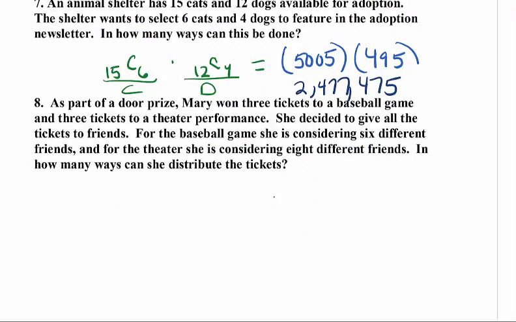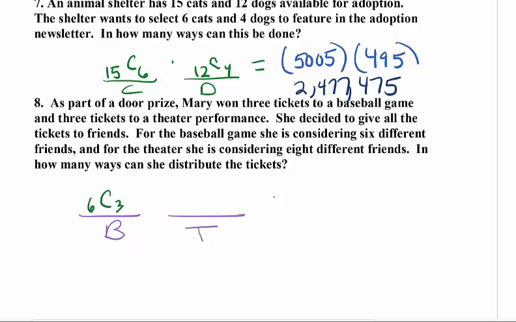Lastly, we have number 8. As part of a door prize, she won 3 tickets to a baseball game and 3 tickets to a theater performance. Right off the bat, I should know it's a counting principle problem because I have a baseball game and a theater. She decides to give all the tickets to friends. For the baseball, she is considering 6 different friends. She has 3 to give, right? So it would be 6C3.